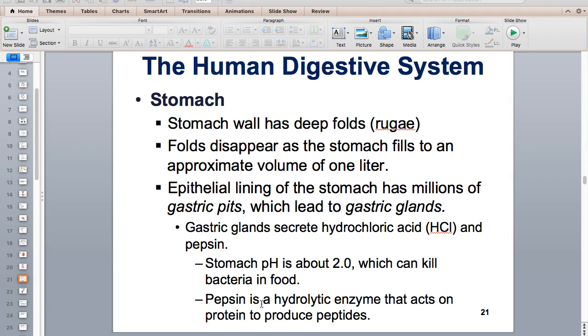So we said that the first part of chemical digestion is salivary amylase in the mouth. Now, once it gets into the stomach, pepsin is released, which will start breaking down proteins. And pepsin resides in the stomach. It works at a very, very low pH, so it's specialized to work at a pH of about 2 because it resides in the stomach.